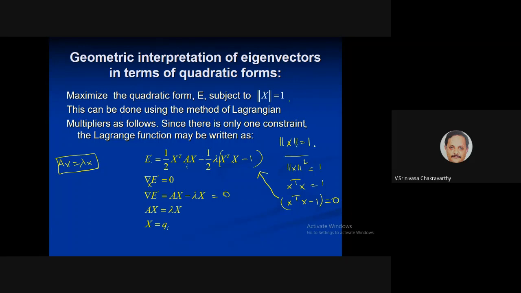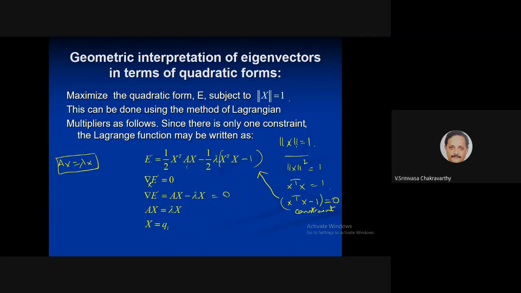So norm x equal to 1 implies norm x squared equal to 1, which is the same as x transpose x equal to 1, or x transpose x minus 1 equal to 0. This is my constraint equation. If you plug that in here, I get this extended Lagrangian function. I'll call this E prime, equal to the quadratic form plus this constraint expression. I put lambda as a factor, and I put this minus half just to get some nice algebra at the end of it.